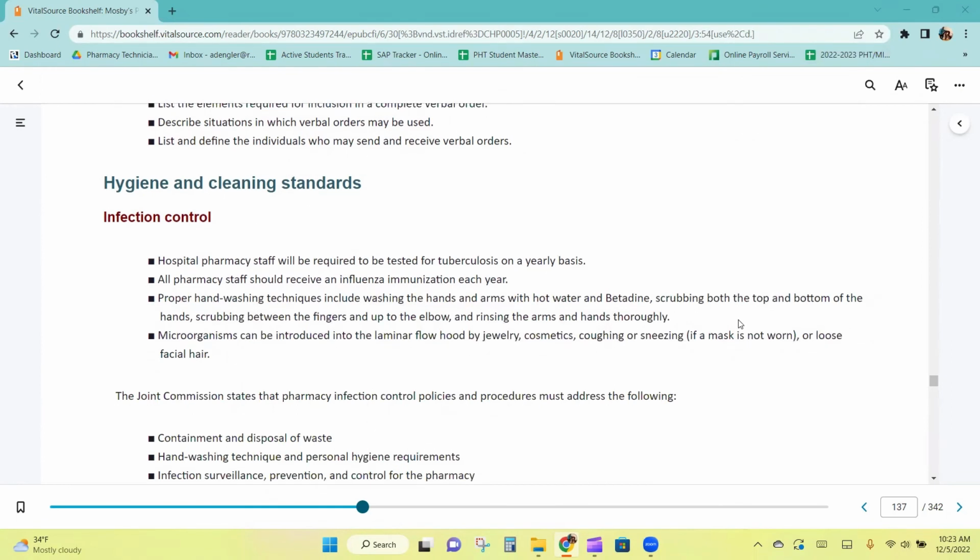Hygiene and cleaning standards, infection control. Hospital pharmacy staff will be required to be tested for tuberculosis on a yearly basis. All pharmacy staff should receive an influenza immunization every year. Proper hand washing techniques include washing the hands and arms with hot water and betadine, scrubbing both the top and bottom of the hands, scrubbing between the fingers and up to the elbow, and rinsing the arms and hands thoroughly. Microorganisms can be introduced into the laminar flow hood by jewelry, cosmetics, coughing, or sneezing. If a mask is not worn, or loose facial hair.